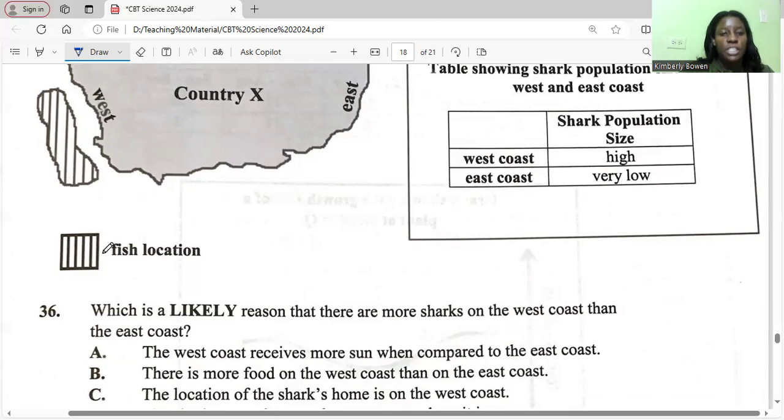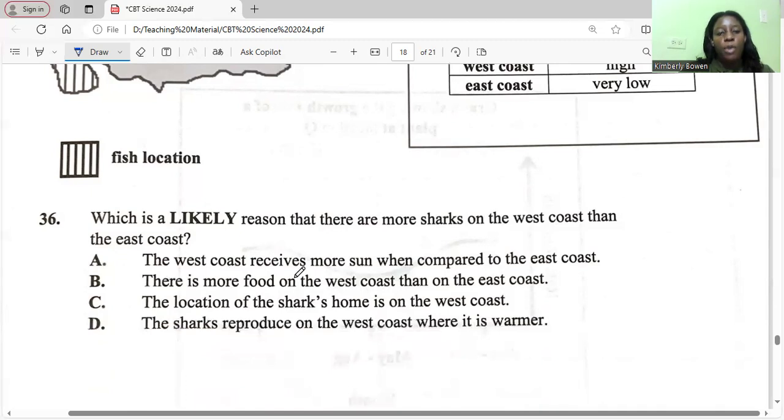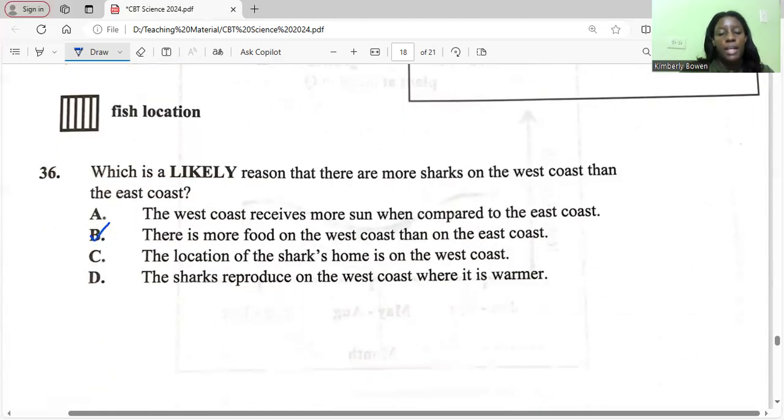Because there are more fishes. This is a fish location, and the sharks want to eat the fishes. So west coast, we have a high population size of sharks, and the east coast, where there's no fish, you have a very low population. So clearly there's more food on the west coast than on the east coast, and that's why the sharks are there. All the other answers are not correct.